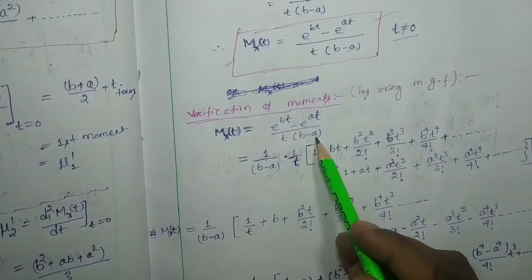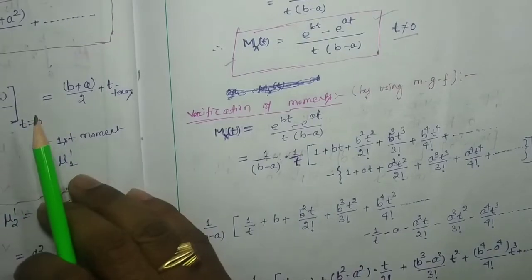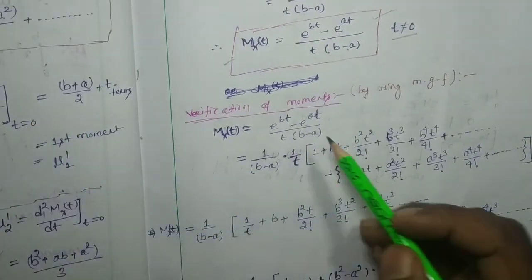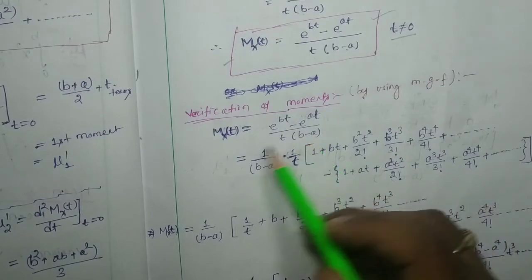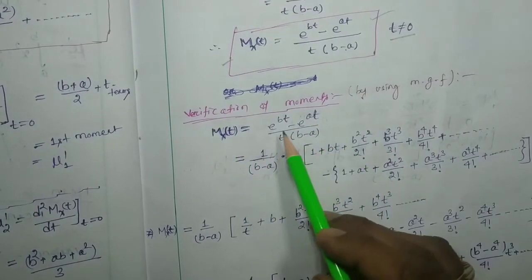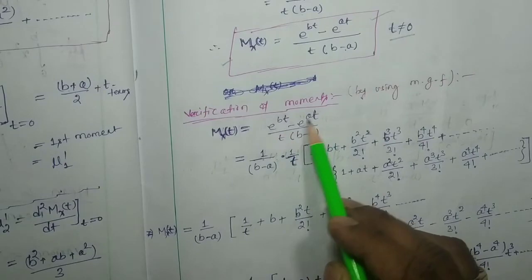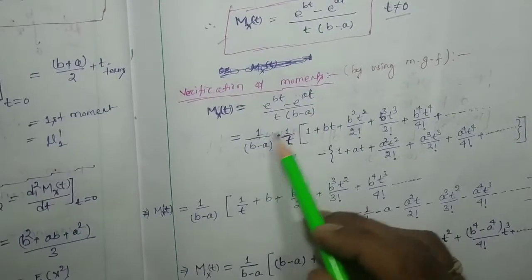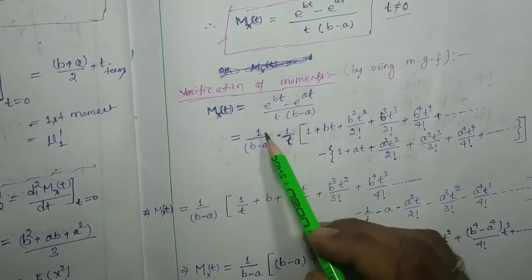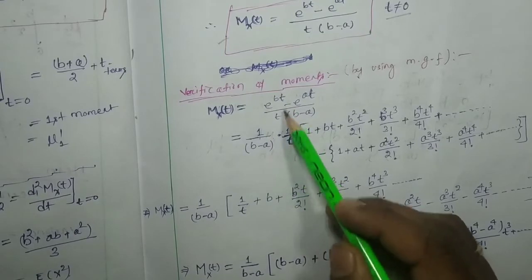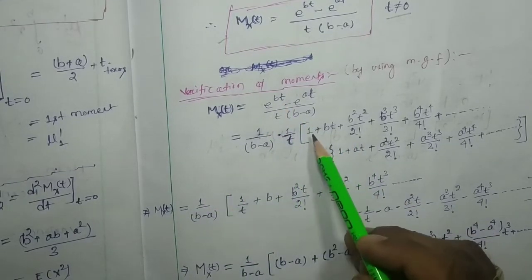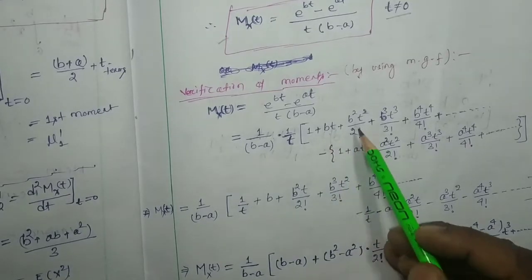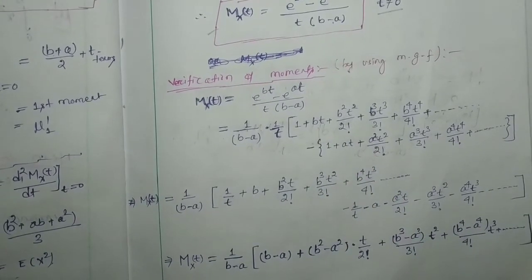Here you can see t is in the denominator, so if we consider t equal to 0, then M_X(t) is not defined. So we have to expand these two exponential functions. Here we can do that: 1 by (b minus a) into 1 by t is there, and e to the power bt, if we expand, will be 1 plus bt plus b square t square by 2 factorial. I have to zoom in somewhat.